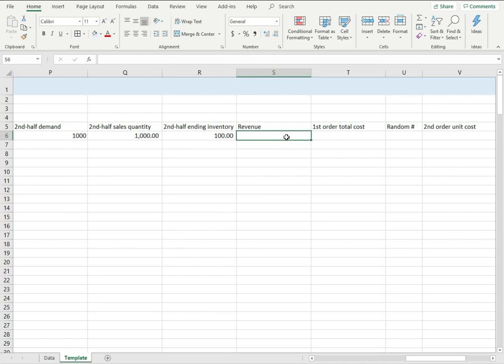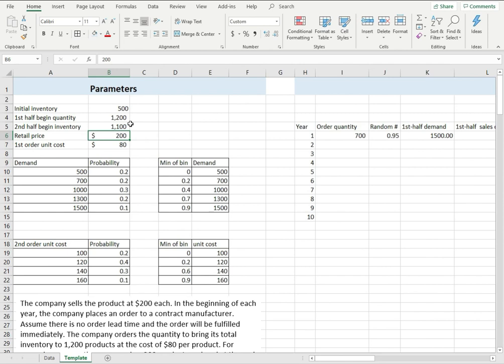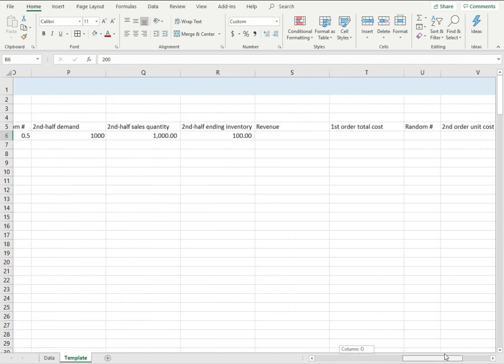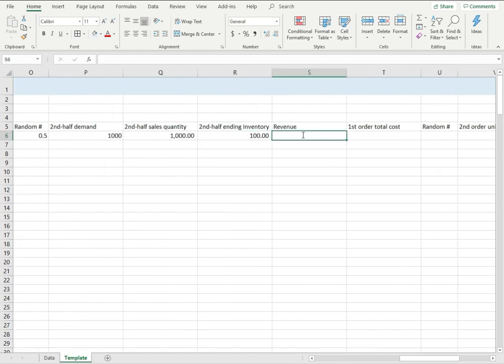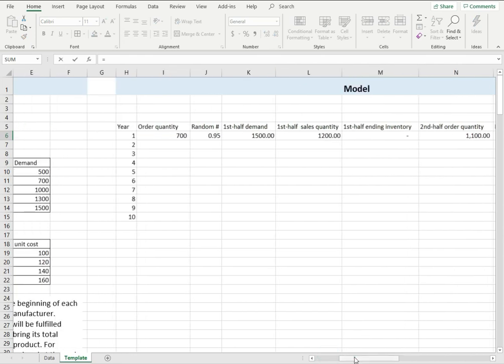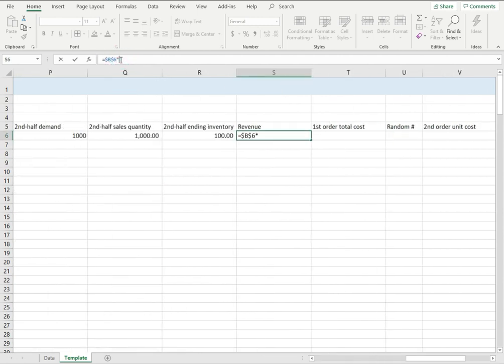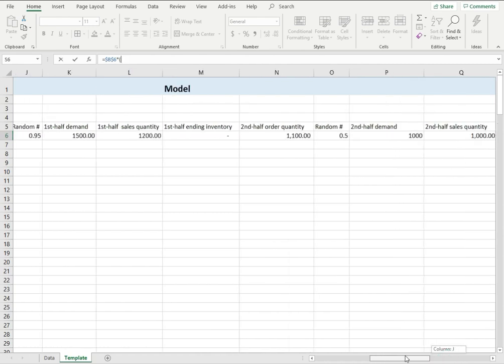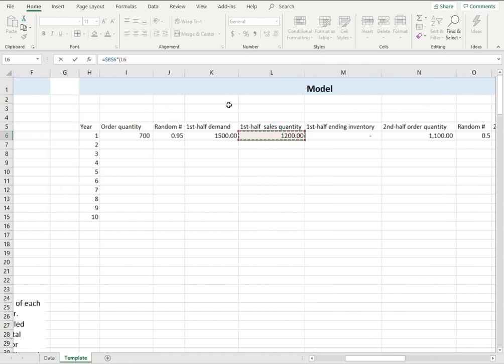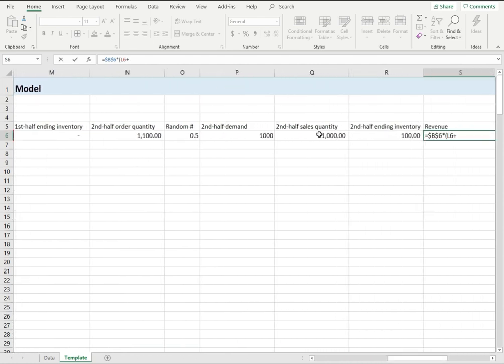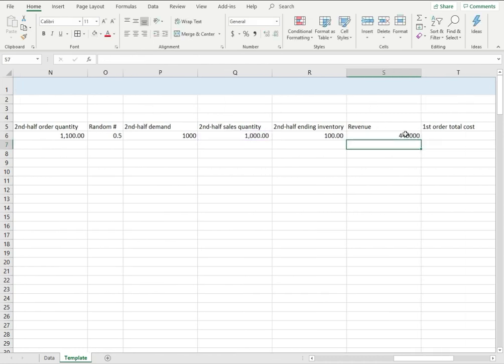That's it. Now we can come to revenue. Revenue is simply the retail price, okay, times the total sales quantity. So equal to the retail price over here. Okay, let me fix a reference times the total sales quantity. Okay, the sum of sales quantity in the first half plus the sales quantity in the second half. All right, that's revenue.